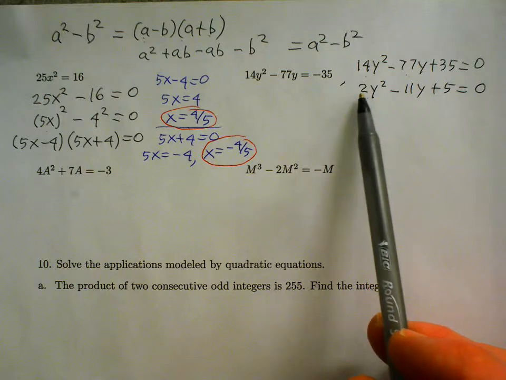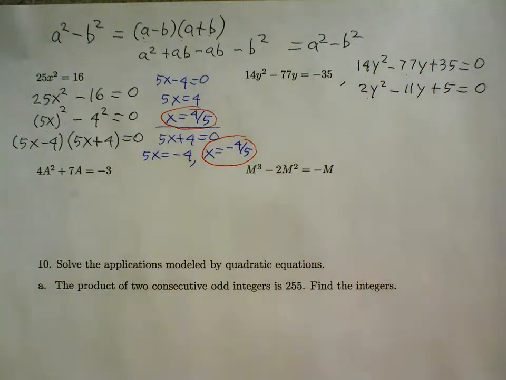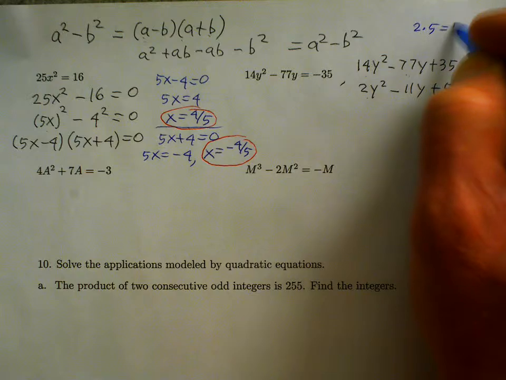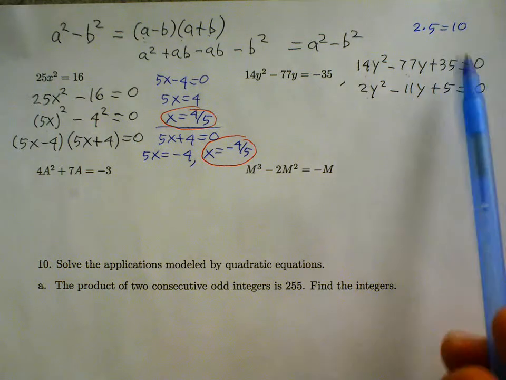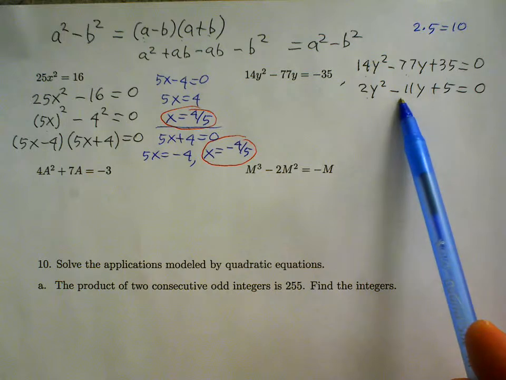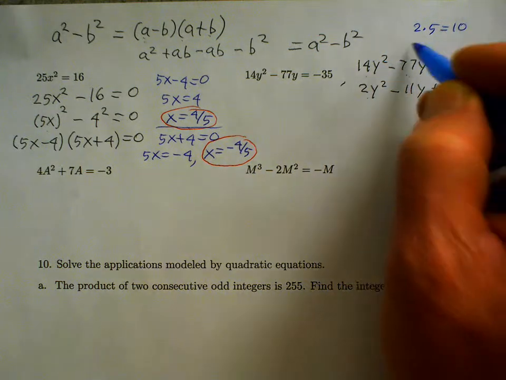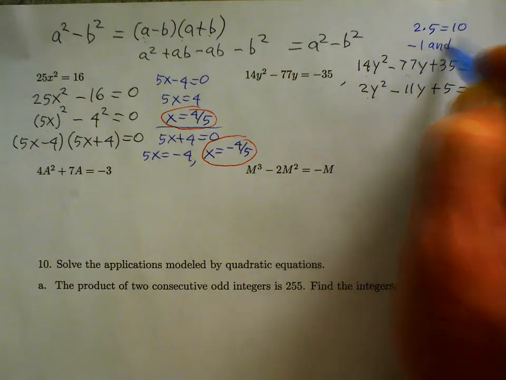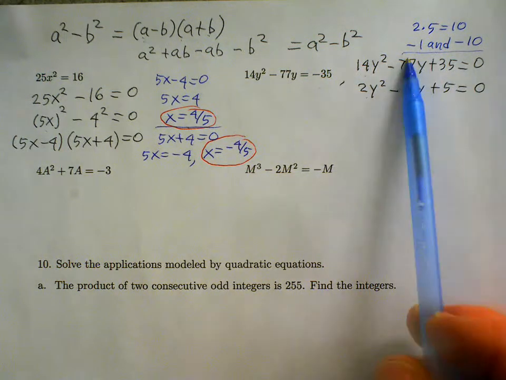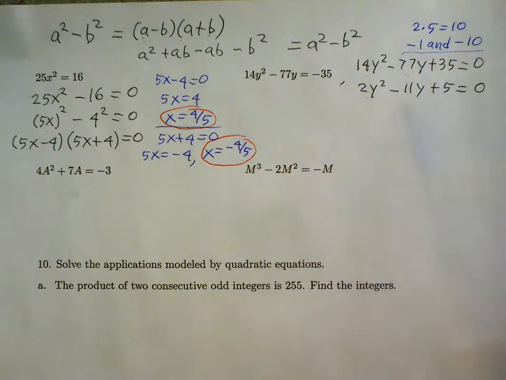We can use the AC method. 2 times 5 is 10. Find two integers whose product is 10 and whose sum is negative 11. Those two integers are negative 1 and negative 10. Negative 1 times negative 10 is positive 10, and negative 1 plus negative 10 is negative 11.